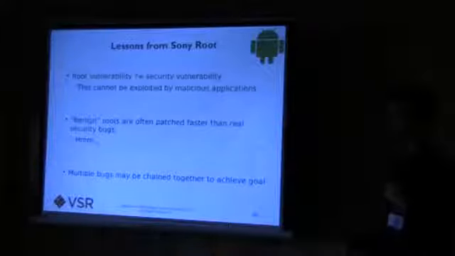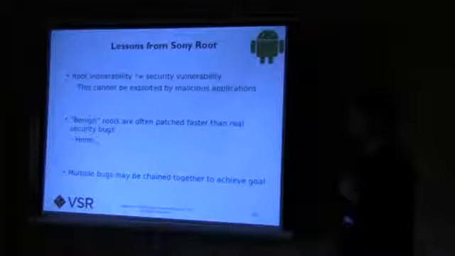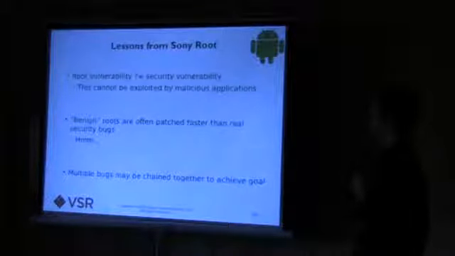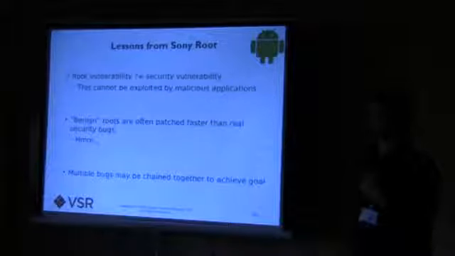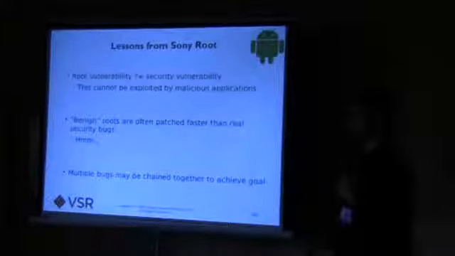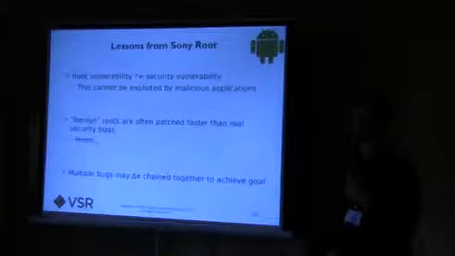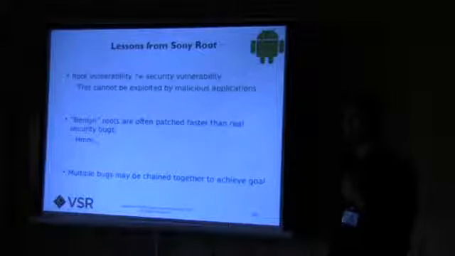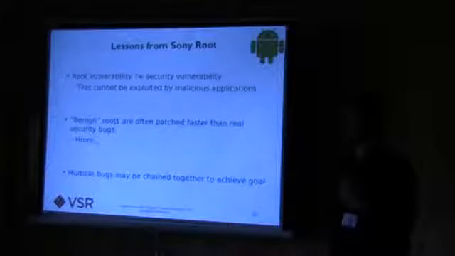We can take a few lessons out of this whole thing, too. So frequently, it's a little bit questionable as to whether root vulnerabilities are actually security vulnerabilities, because this vuln in particular can't be exploited by malicious applications in any way. You need to use run-as, which isn't accessible by applications, in order to exploit this. One thing I noticed over the course of the past few months is frequently these sort of benign roots that are not exploitable by malicious applications are patched faster than real security bugs, like bugs in the WebKit browser that actually could be used to really own people.